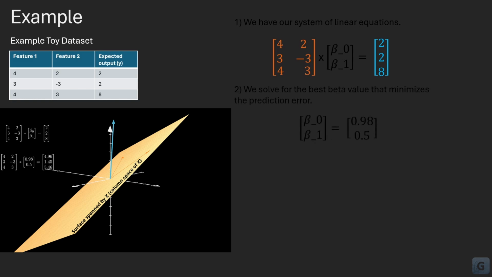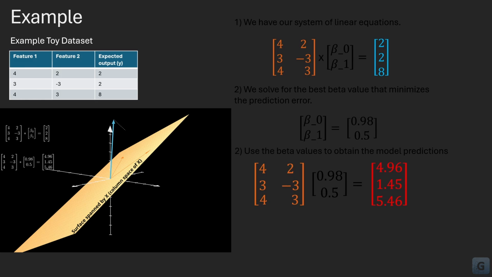Next, step 2. Most often we will not have an exact solution for the equations, so we solve them by minimizing the errors and obtaining the best beta values. Step 3. We can use these beta values to make a prediction and calculate the error vector. This error vector, if you plot it in 3D space, is perpendicular to the column space of the feature matrix.